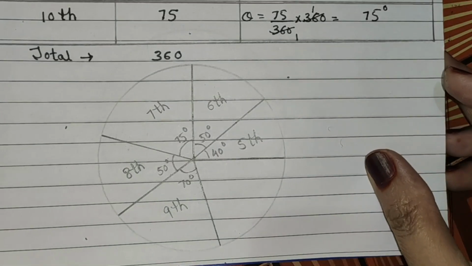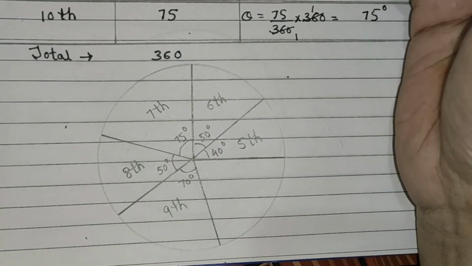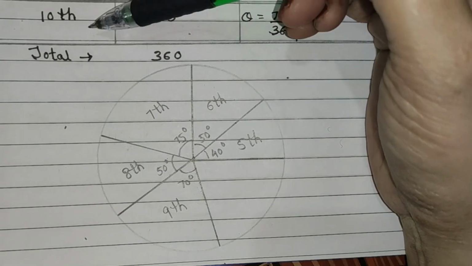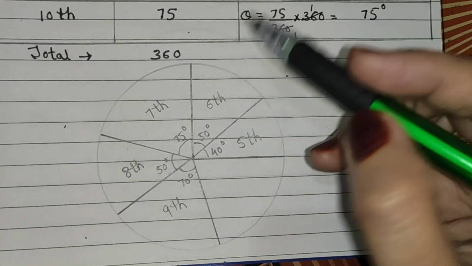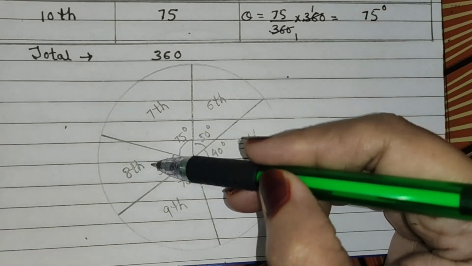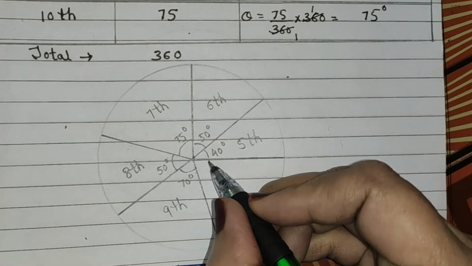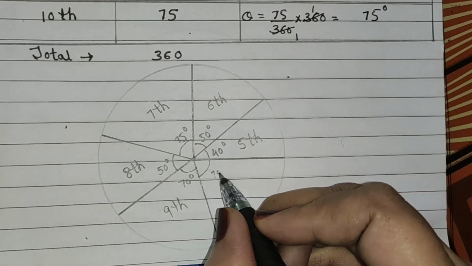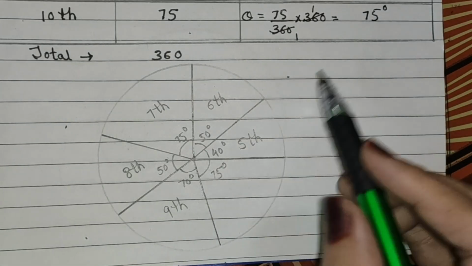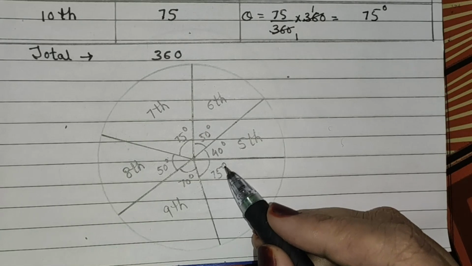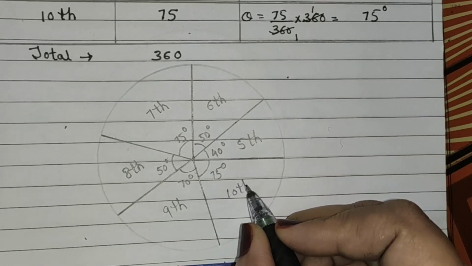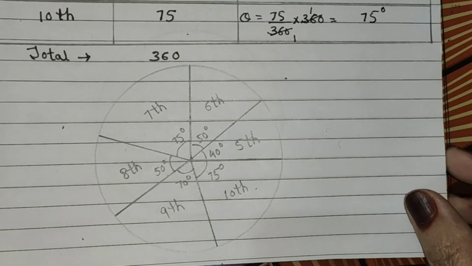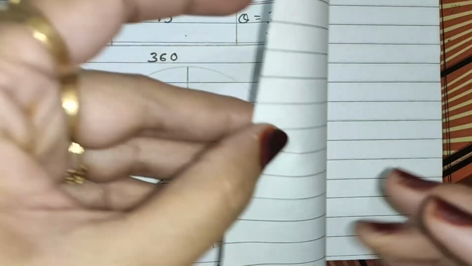Now in the question there are 1, 2, 3, 4, 5, 6 components. Therefore number of sectors is also same, 6. Now the last one is of 75 degree. Last central angle is 75 degree. Write down, and it is of 10th standard. Now it is a pie diagram.